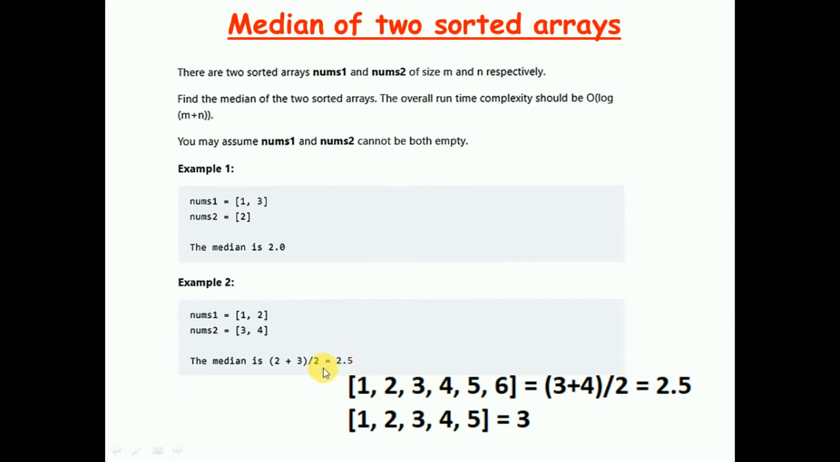Before understanding this example, let me tell you one example: 1, 2, 3, 4, 5, 6. There are 6 elements in the list, so the length of this list is 6. So this can be divided into 2 equal halves. Okay, so 1, 2, 3 is one half, and 4, 5, 6 is the other half. It's an even length, so the middle values are 3 and 4. To calculate the median, we have to add these and divide by 2. In this way you can get the median of a list which is even in length.